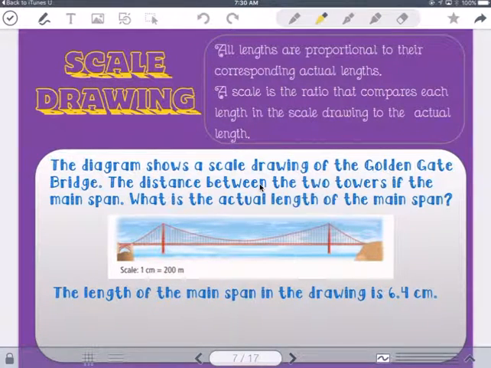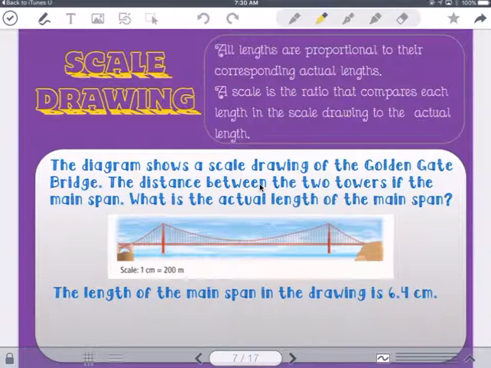All right. The next example here is dealing with scale drawings. So these are things like maps or kind of like legends that you would use. So obviously, if you look down here, the Golden Gate Bridge is not that small. It's a smaller depiction of it, but it is similar.